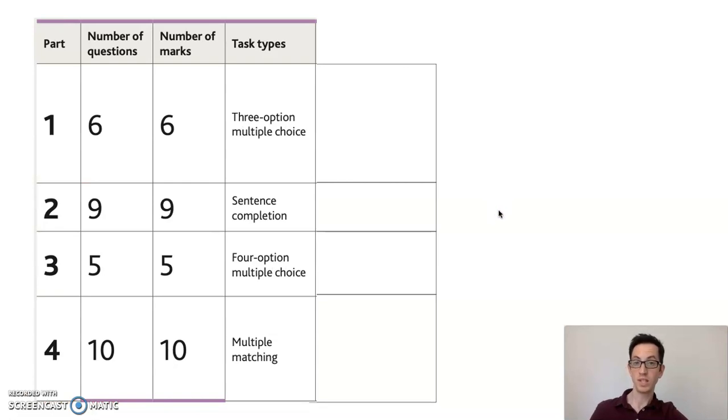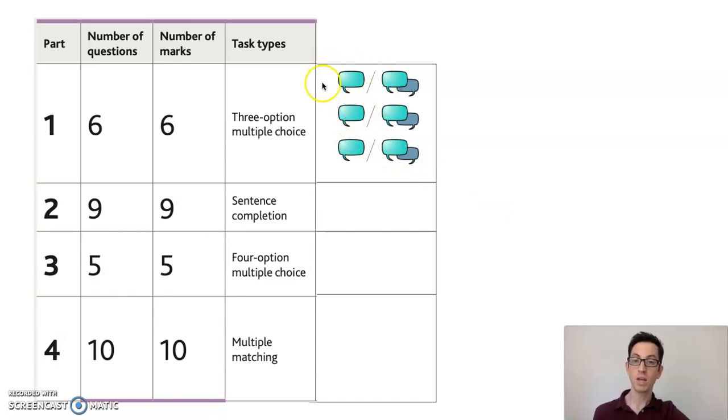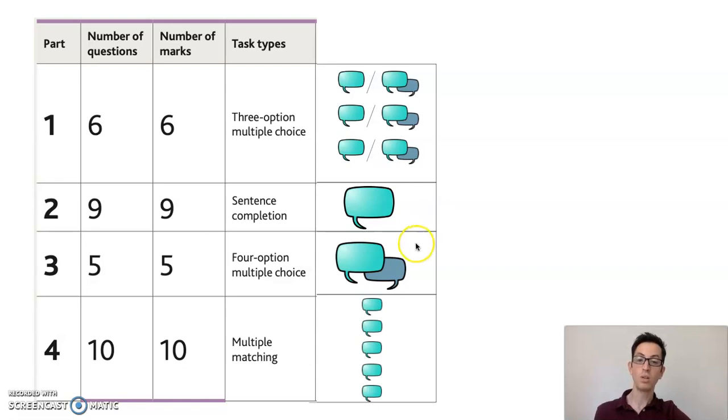What is the format for these different sections? Well, in part 1, you're going to be listening to 3 separate extracts, so that's 2 questions per extract, and each of those extracts could either be a monologue or a dialogue. In part 2, you listen to 1 longer monologue. In part 3, you listen to 1 longer dialogue. This often takes the form of an interview. And in part 4, you listen to 5 separate monologues. So that's 2 marks per monologue.